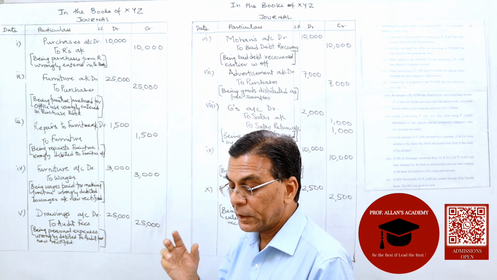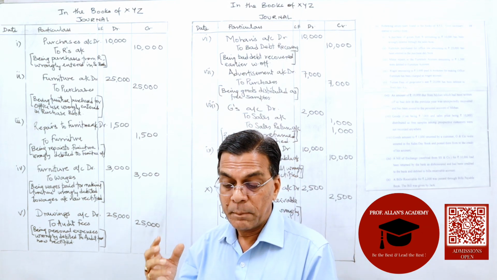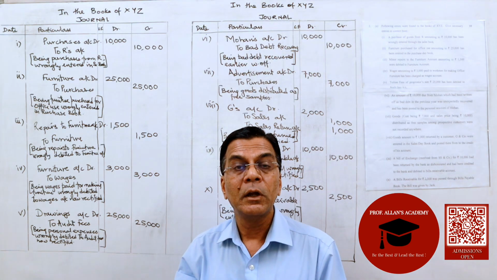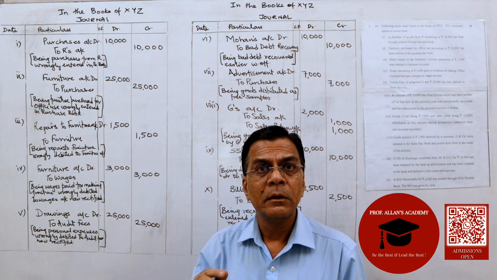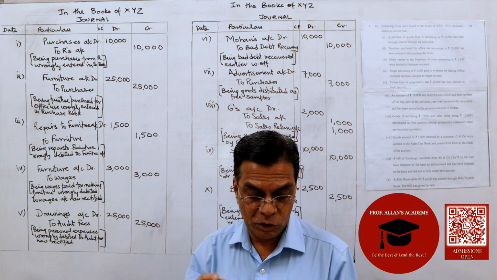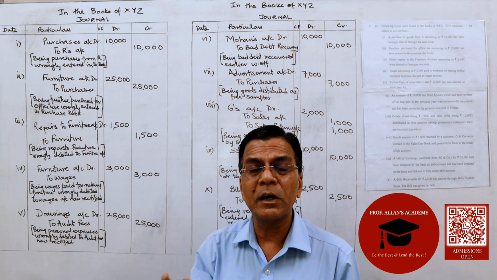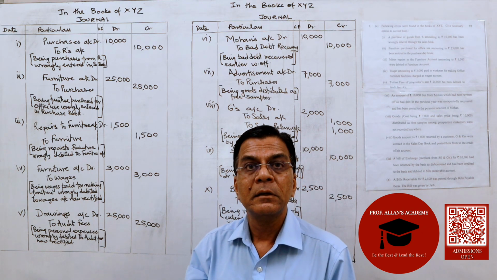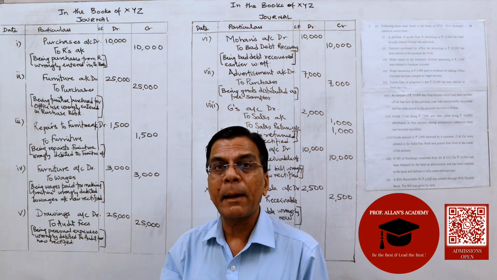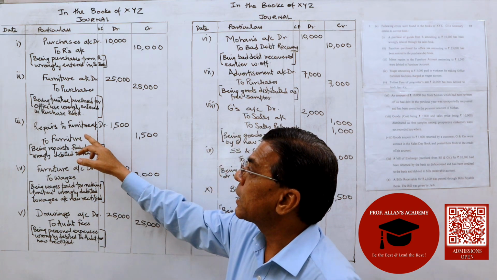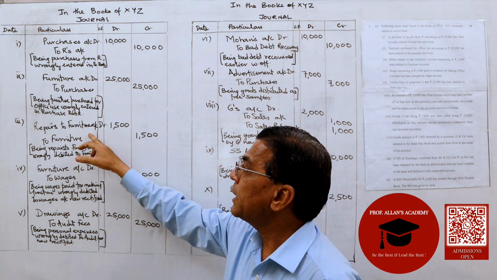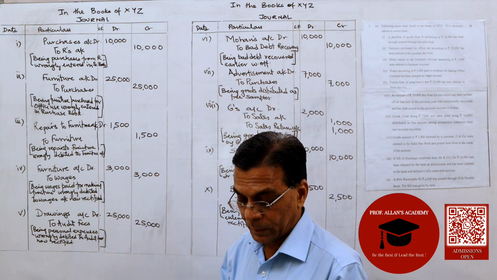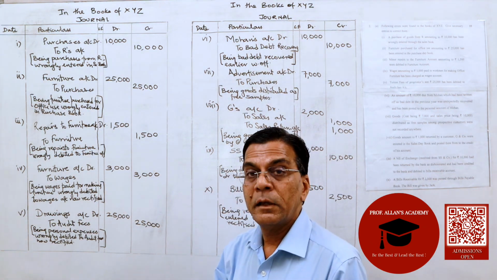Minor repairs to furniture account amounting to rupees 1,500 were debited to furniture account. Now what you are doing? You are making repairs to the furniture, and they are using the word minor repairs. So it is a general expense and therefore cannot be capitalized. The rectification for that would be repairs to furniture account debited to furniture account. Go to the fourth one.